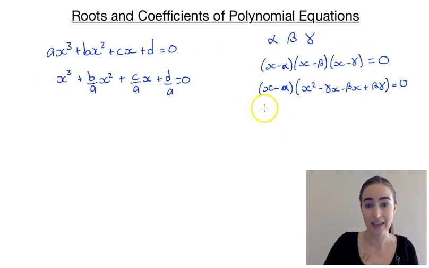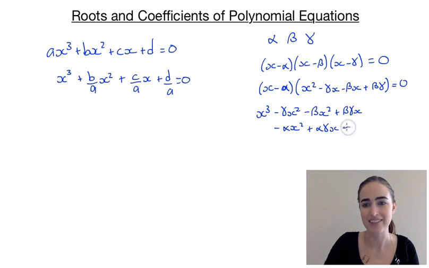And then expand out again. So we'll have x cubed minus gamma x squared minus beta x squared plus beta gamma x. And I'm going to run out of room, so I'm going to start down here. So we'd have minus alpha x squared plus alpha gamma x plus, because we're going minus times a minus, so plus alpha beta x minus alpha beta gamma equals 0. So this one's looking a lot messier, but it's still going to work.